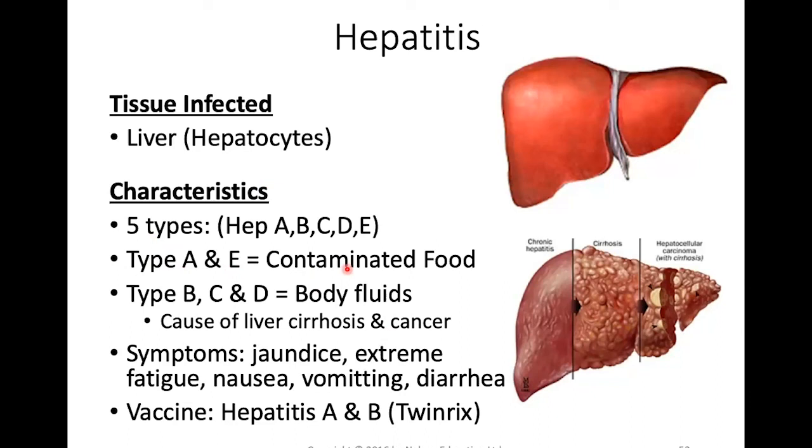So if an individual was to go to the washroom and not properly wash their hands and they had some remnant of fecal matter on their hands, and then they went to make food, the food is now contaminated, and you ingest that food, you're at risk of both type A as well as type E hepatitis. Now with type B, C, and D, this form of hepatitis is passed on through body fluids. But ultimately, these 3 strains are the most common cause of both liver cirrhosis, which is damage to the liver, as well as liver cancer.